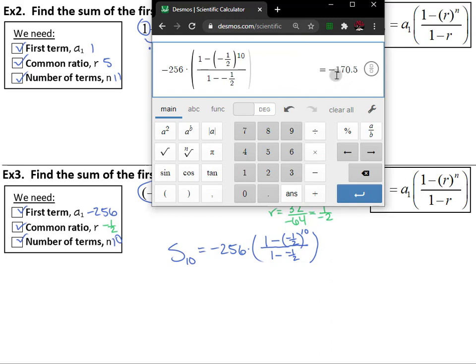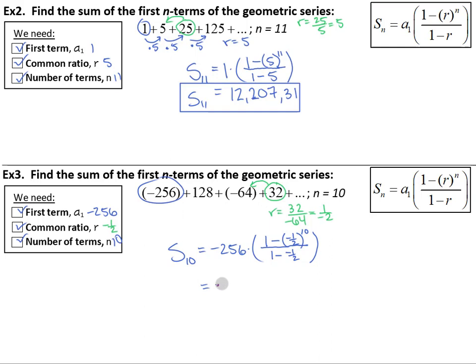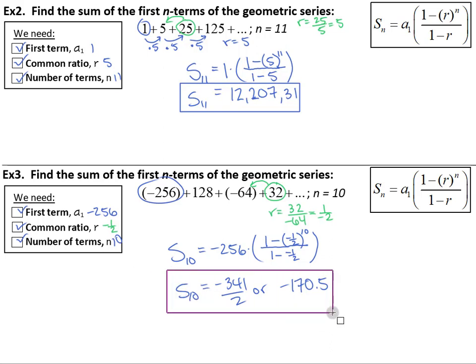And so here we go. It ends up giving me a decimal. And if you want, you can press this button to convert to a fraction. It will do that for some decimals. So either negative 170.5 or negative 341 over 2. Negative 170.5 is the sum of the first 10 terms of that geometric series.